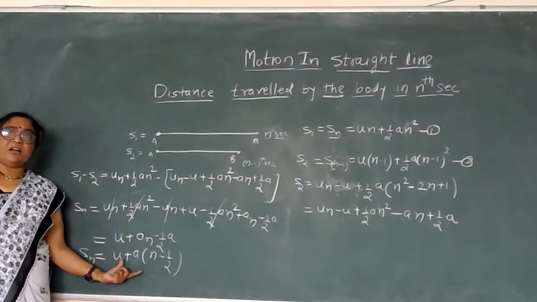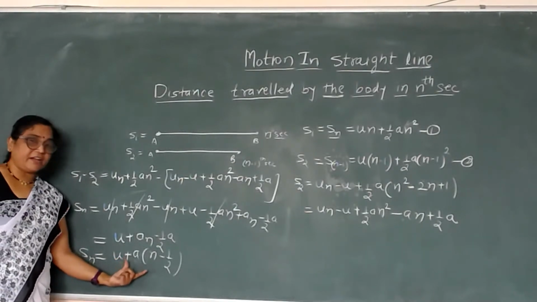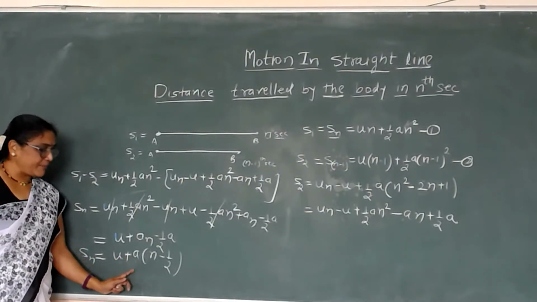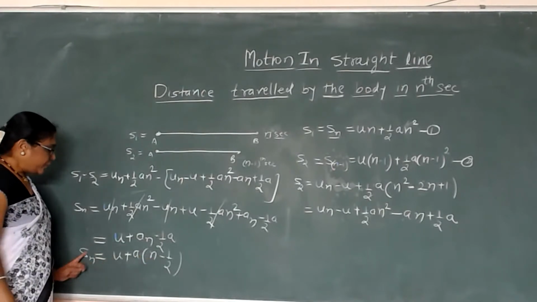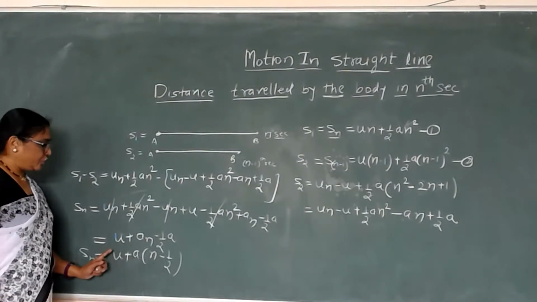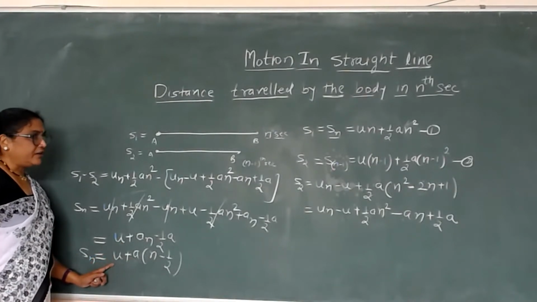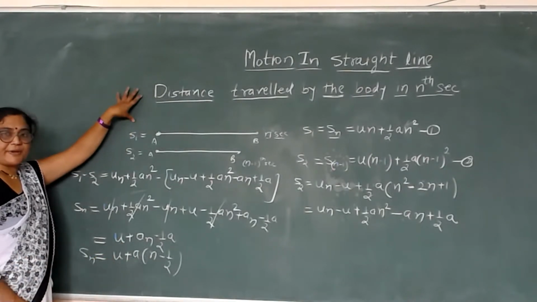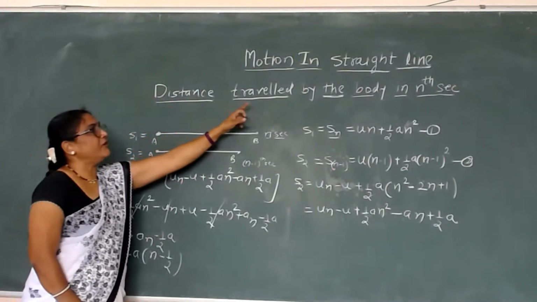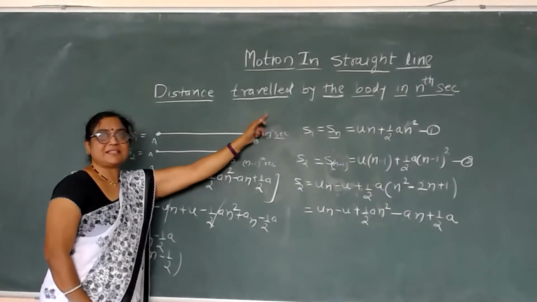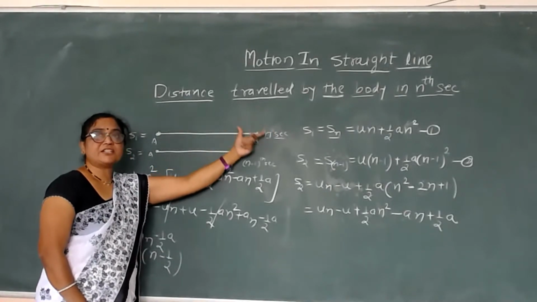So this formula is related for the numericals. So remember this, n means the time is given, a means the acceleration, u means the velocity. Okay. So we derived this expression, and that expression is known as the distance traveled by the body in the nth second. Nth second means last 1 second.